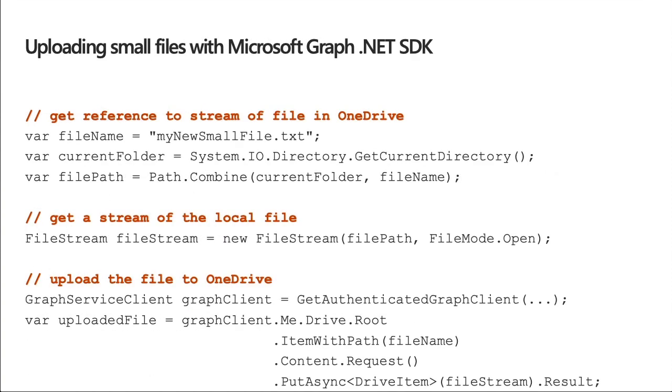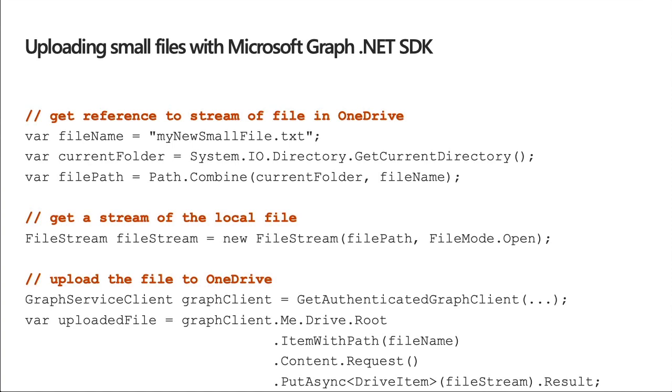You can also use the Microsoft Graph .NET SDK to perform the same action. Assuming a file named my new small file.txt is present in the current folder on my local machine where the app is going to run, I'm going to use the following code to upload the file to the currently signed in user's root OneDrive account. So I'm getting a reference to the file name and the entire path to that local file. I'm getting a file stream to that file.